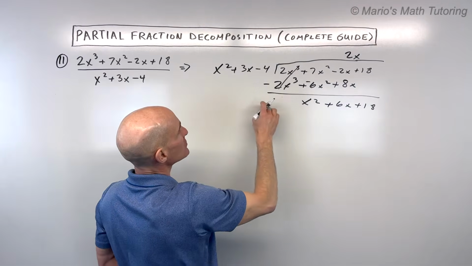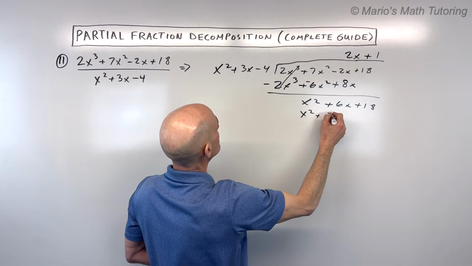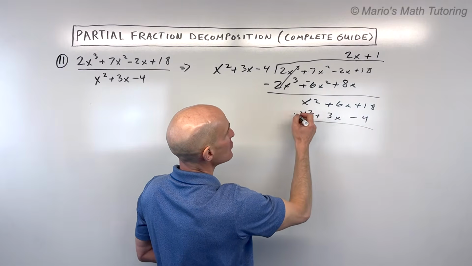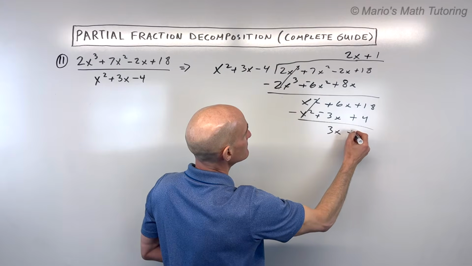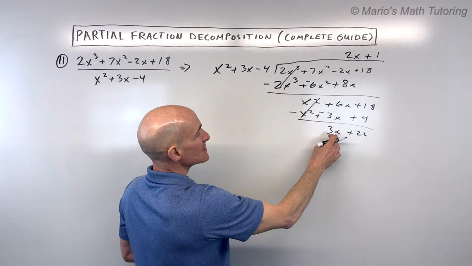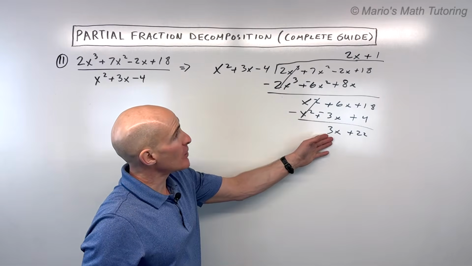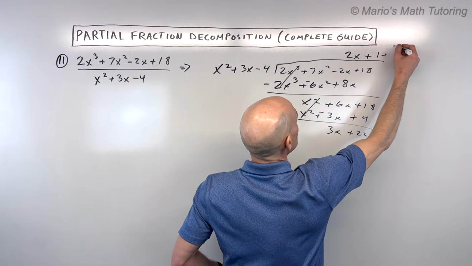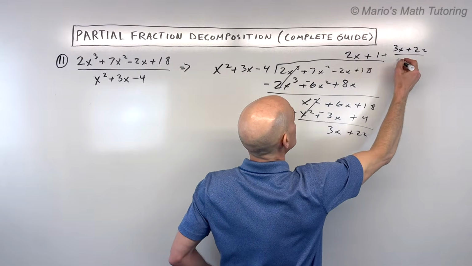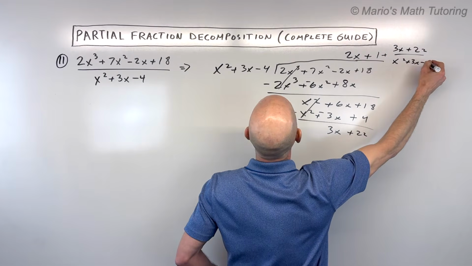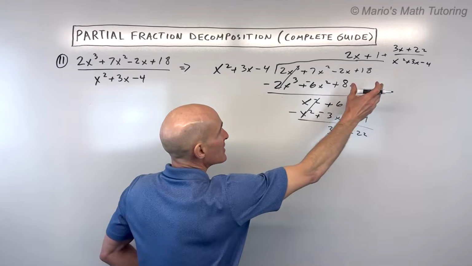How many times does x squared go into x squared? That's 1 time. So if I distribute the 1, I get x squared plus 3x minus 4. And if we subtract, which is like changing the sign to the opposite and adding, now notice this is 1 degree lower than this. See, this is x to the first, this is x squared. This is our remainder. And what do we do with the remainder? We put the remainder over the divisor, x squared plus 3x minus 4. We're going to do the partial fraction decomposition on that fraction right here.